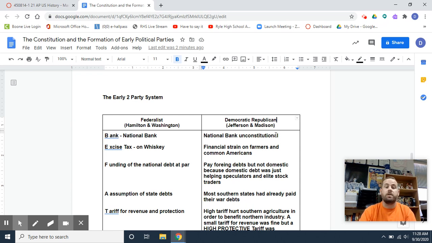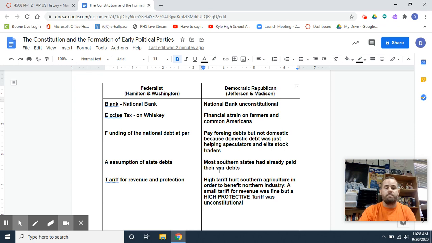They felt that a national bank was unconstitutional. They felt that an excise tax put financial strain on farmers and common Americans. They felt that we should pay our foreign debts, but domestic debts were just helping speculators and elite stock traders. Most southern states had already paid their debts, and they felt that a little bit of a tariff was okay for revenue, but a high protective tariff hurt southern agriculture and was unconstitutional. So these issues and these positions are the foundation of this first two-party system.